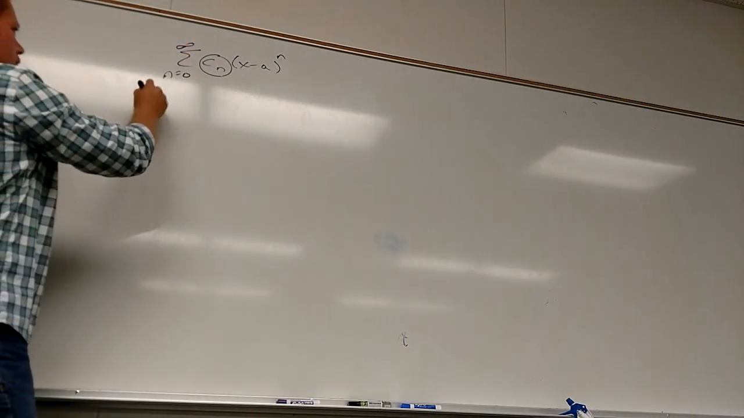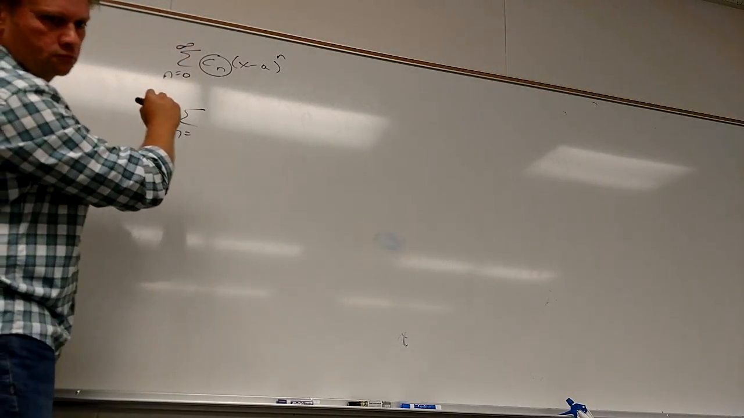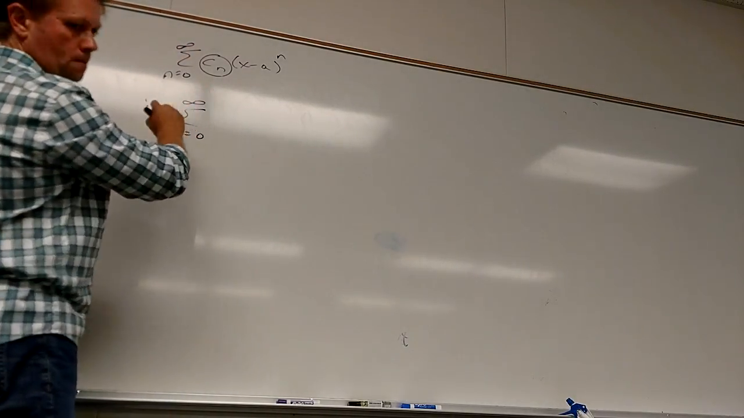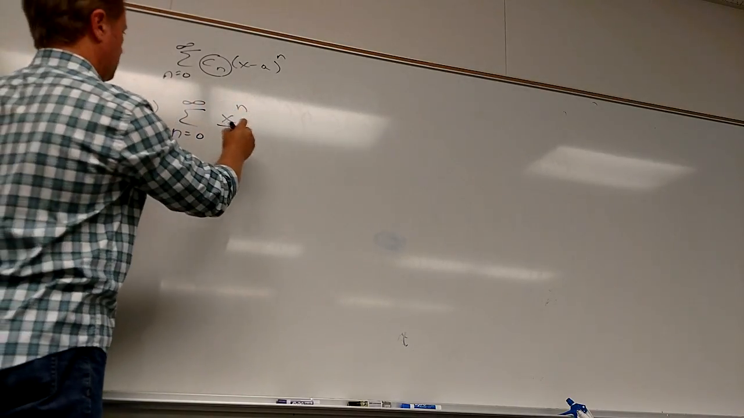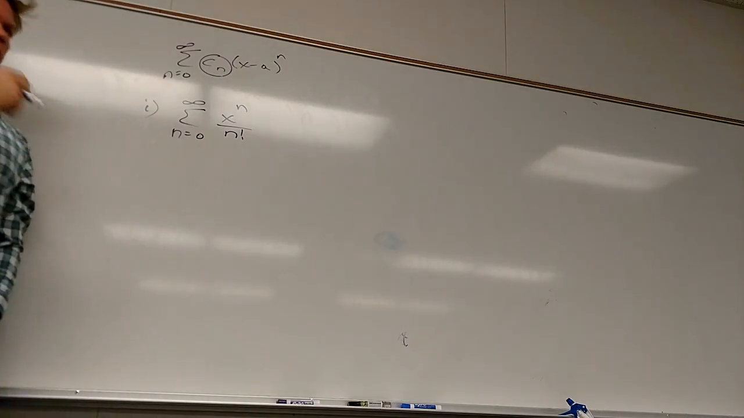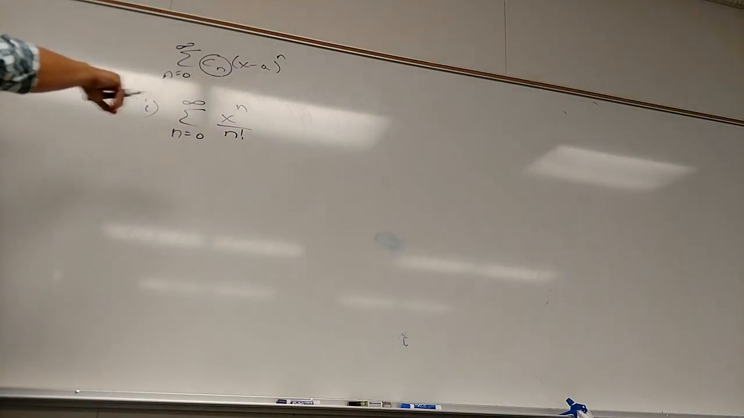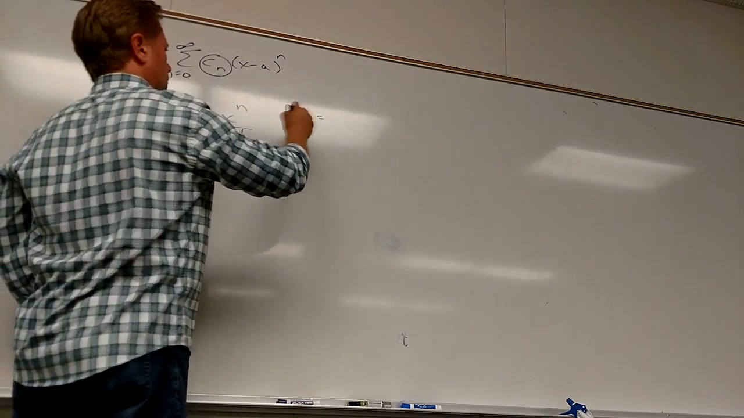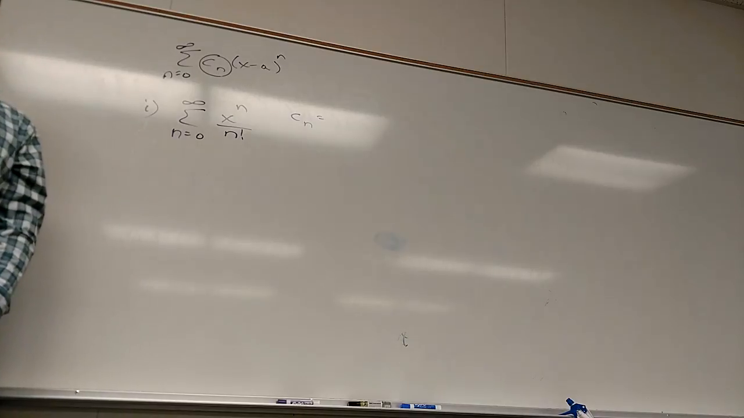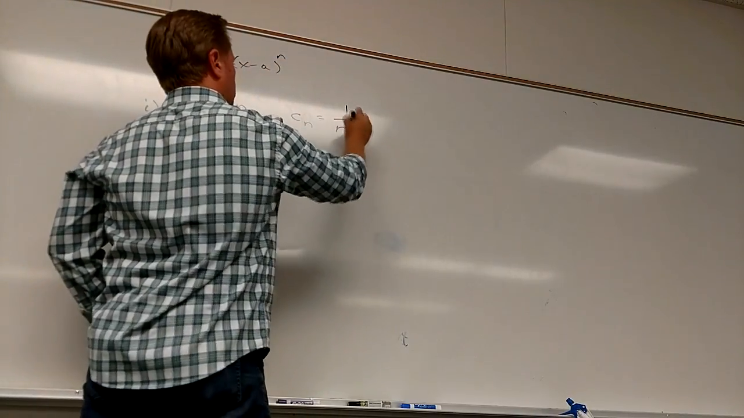So for this one, look at the first problem here. First question is, what's Cn in this problem? What's Cn? 1 over n factorial. I like it. I love it.